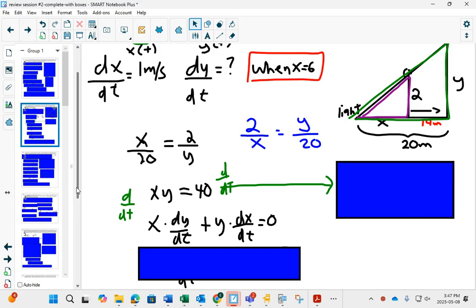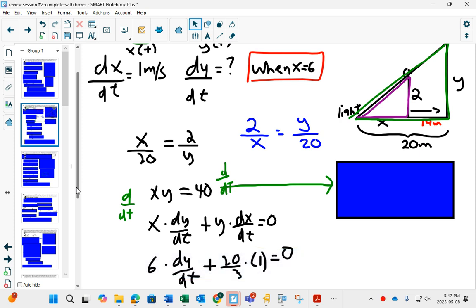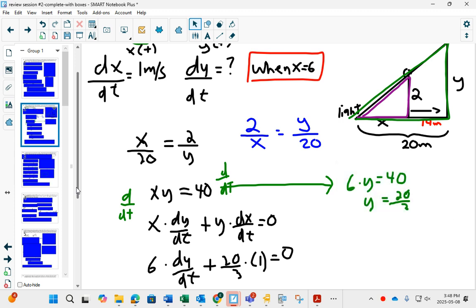Well, the derivative of x is 1, but because of the chain rule, I'd have a dx/dt. So for every variable, because they're a function of time, when you take the derivative, those rates of change appear. And now we want to find the specifics, for when x was 6.